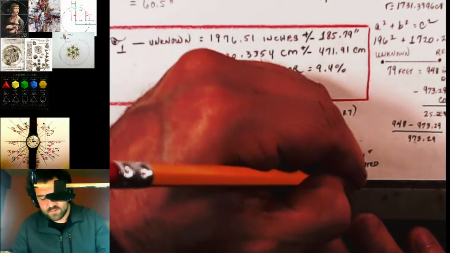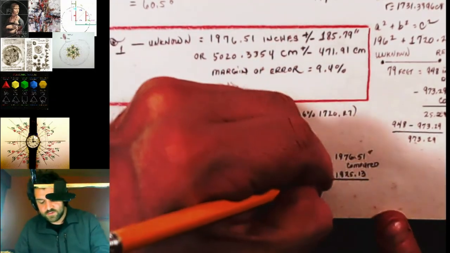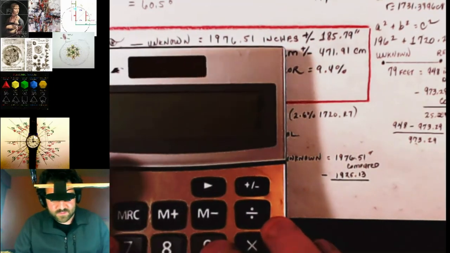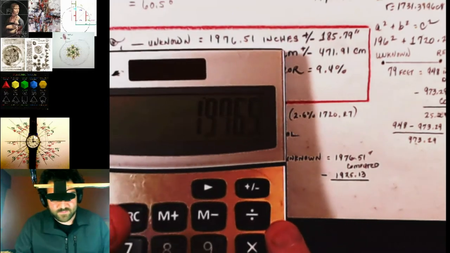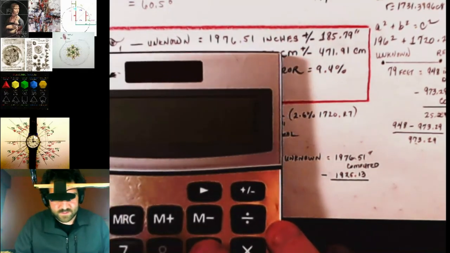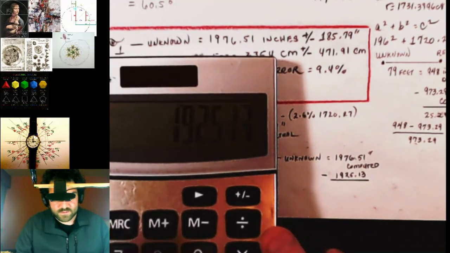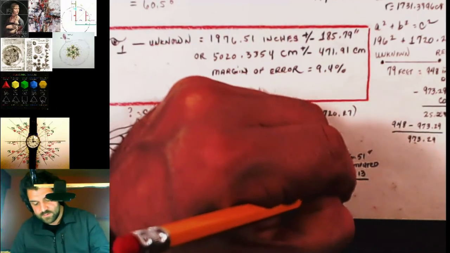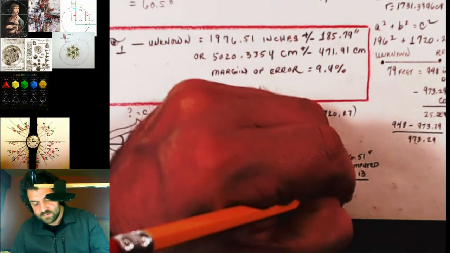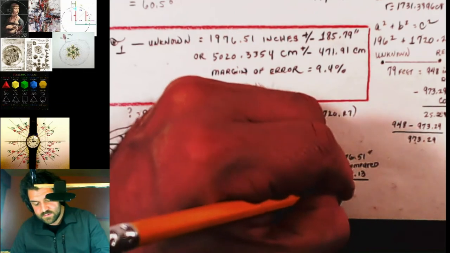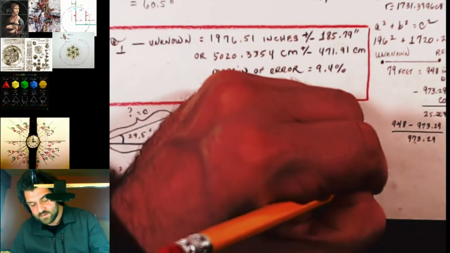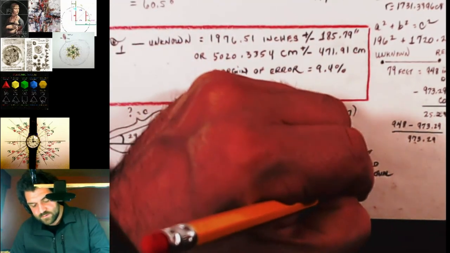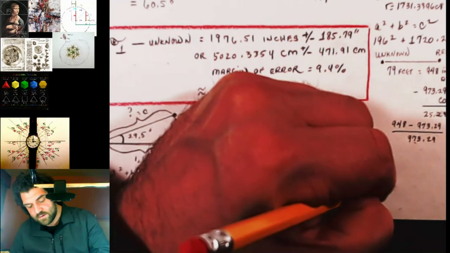So our error there is just a subtraction problem. That's 1,976.51 minus 1,925.13, which means we were off by 51.38 inches. So we were off by 51.38 inches. This was our error.